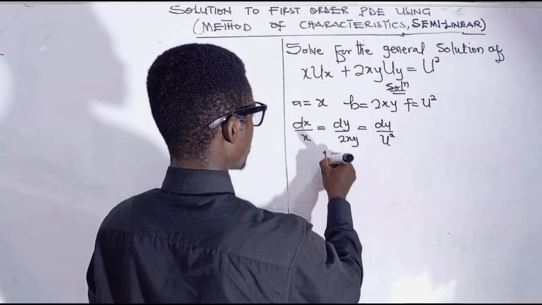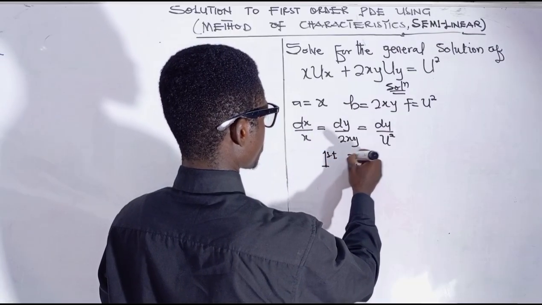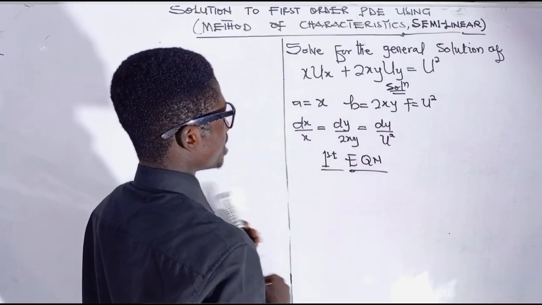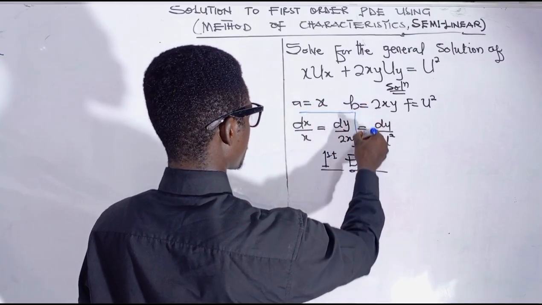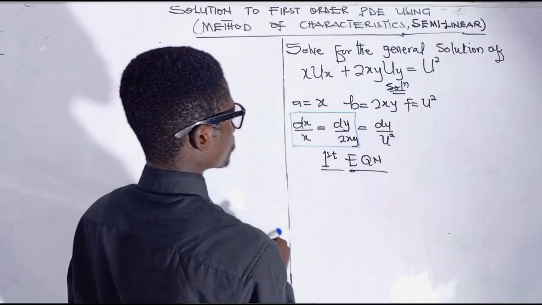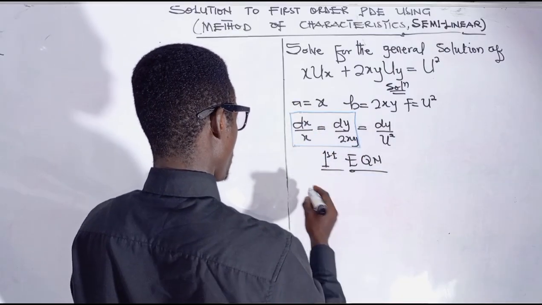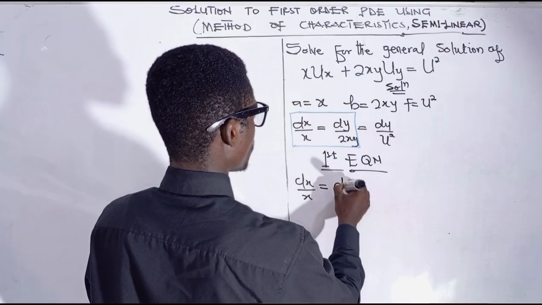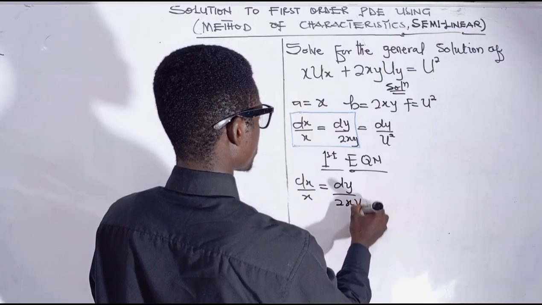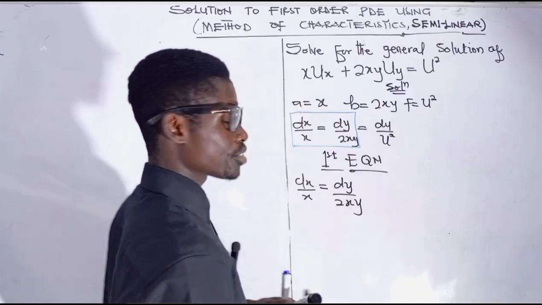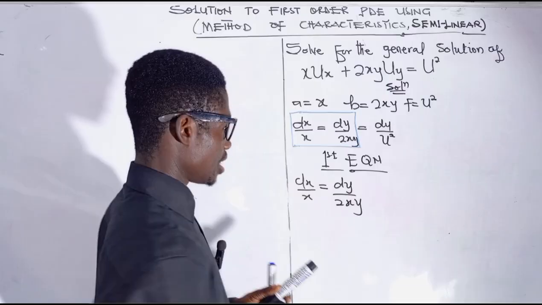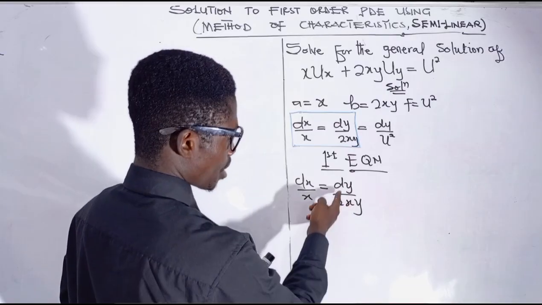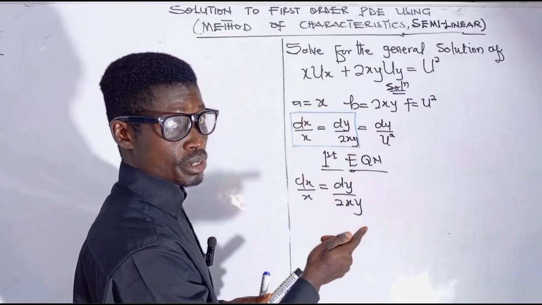So we have our first equation. We are going to pair dx and dy. So we have dx over x is equal to dy over 2xy. Very, very easy and simple. We want to separate the variables into dx and dy. So let's multiply both sides of the equation by x so that we can cancel this x from it, so that we have dy over 2y. I believe you can see that.